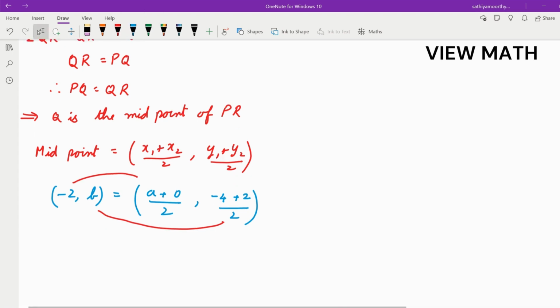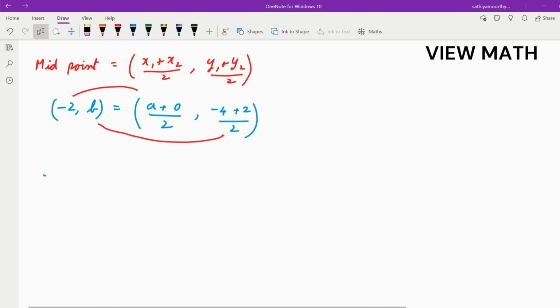First let me equate the x coordinate. So minus 2 is equal to a plus 0, which is a, by 2. Therefore a by 2 is minus 2. If I bring the 2 to the other side, it becomes 2 into minus 2, which is minus 4. So the a value is minus 4.